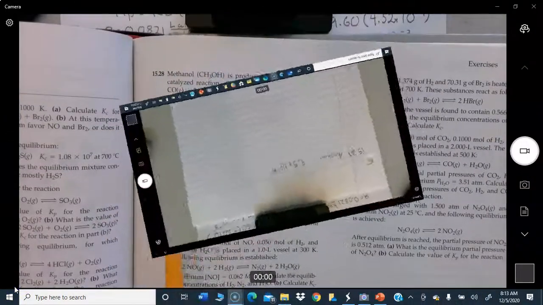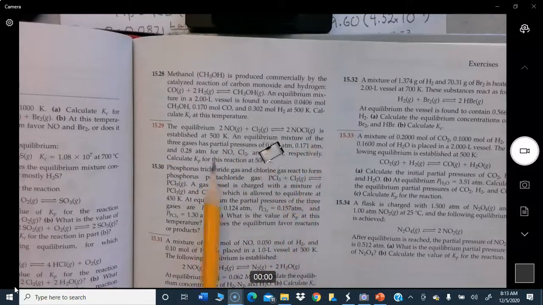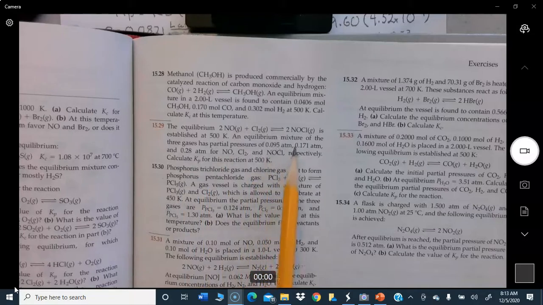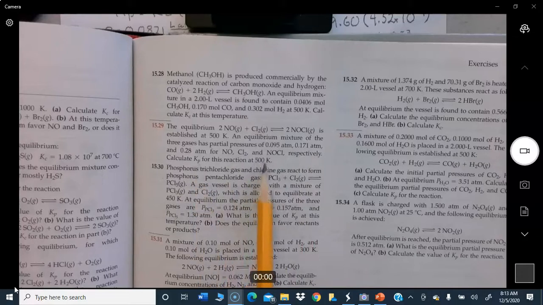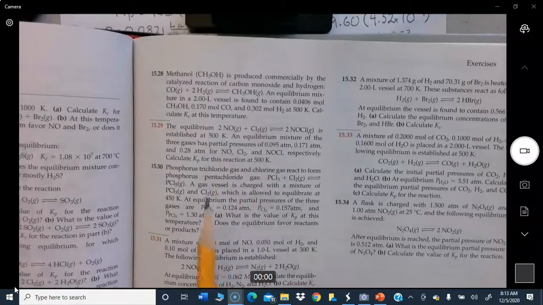Okay, number 15.29, this is our last problem. They give you an equation there, and they say equilibrium is established. An equilibrium mixture of three gases has partial pressures. So these are equilibrium values. That means you can plug them into your law of mass action and come up with your equilibrium constant for pressure. They are in atmospheres, and so they're the numbers that they gave you. They want you to calculate the Kp. Again, in this problem, the 500 degrees is not relevant except to tell you that the temperature did not change.